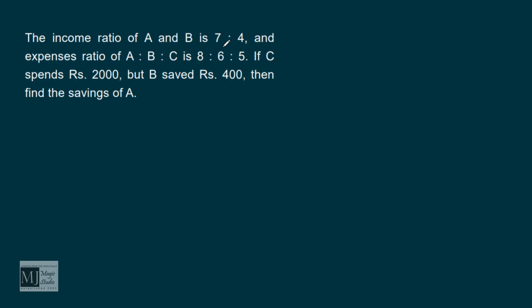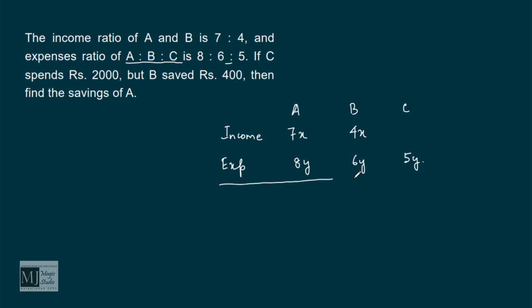The income ratio of A and B is 7:4. Okay, we have A, B, and we have income of A and B. Ratio is 7:4. Let me mark it 7x and 4x. And the expense ratio of A, B, C. Okay, we have one more gentleman, C. It is 8:6:5. The expenses ratio is 8y, 6y, and 5y.